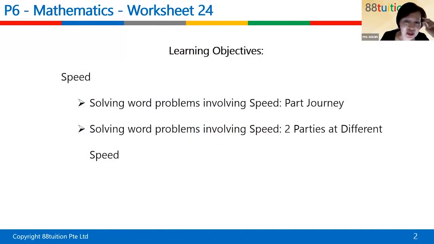What we are going to cover is about part journey, average speed, and parties at different speed.